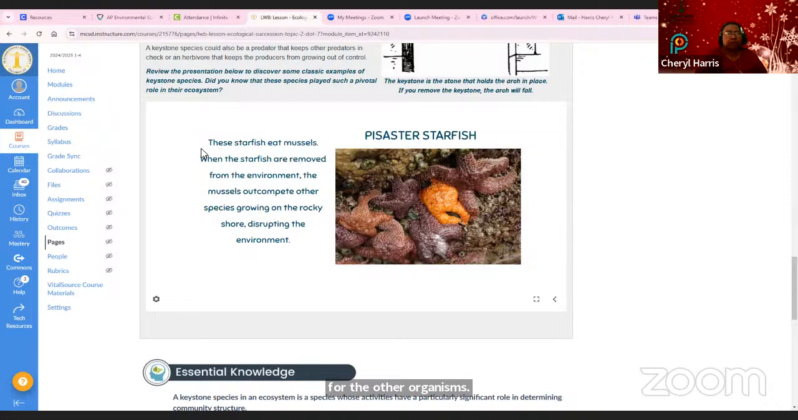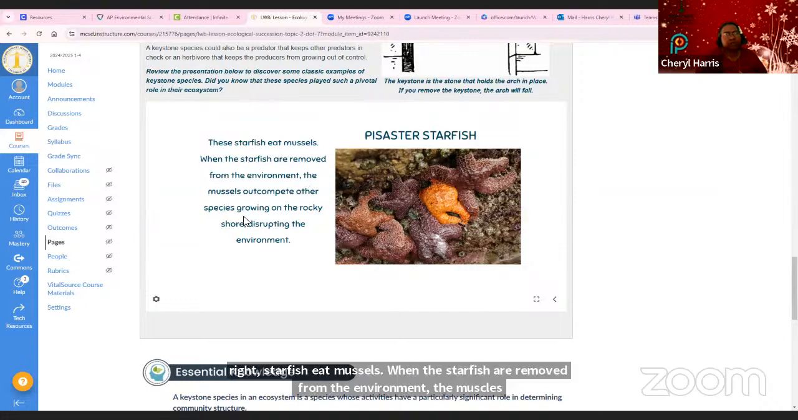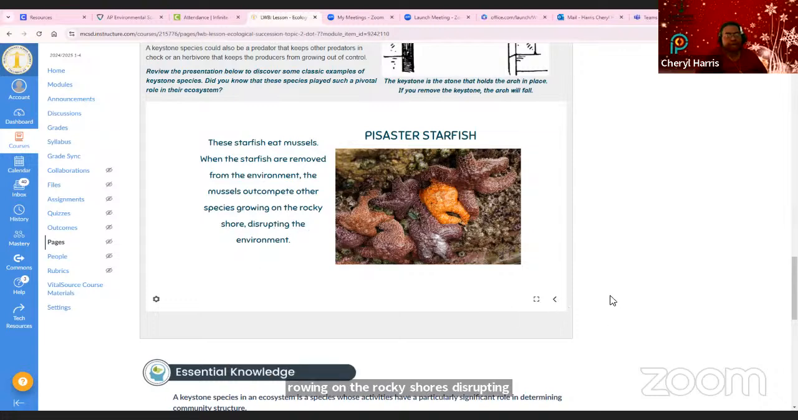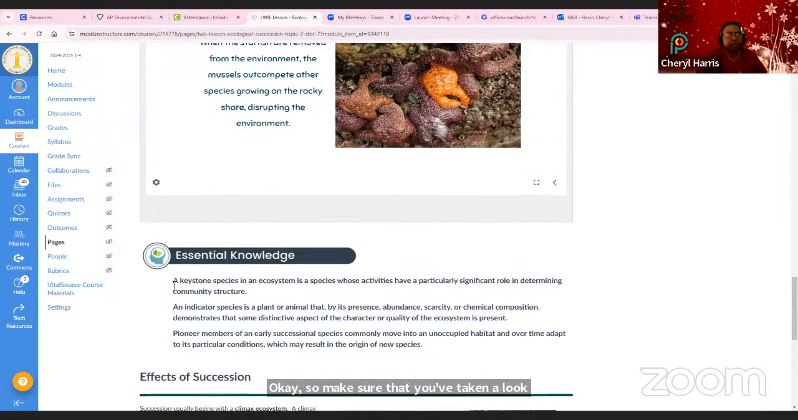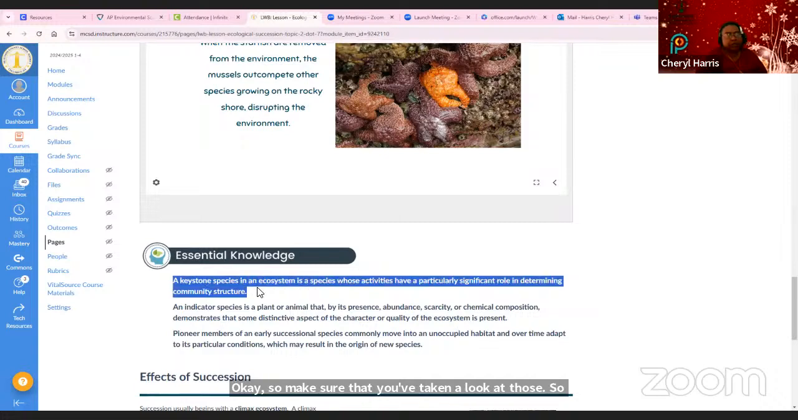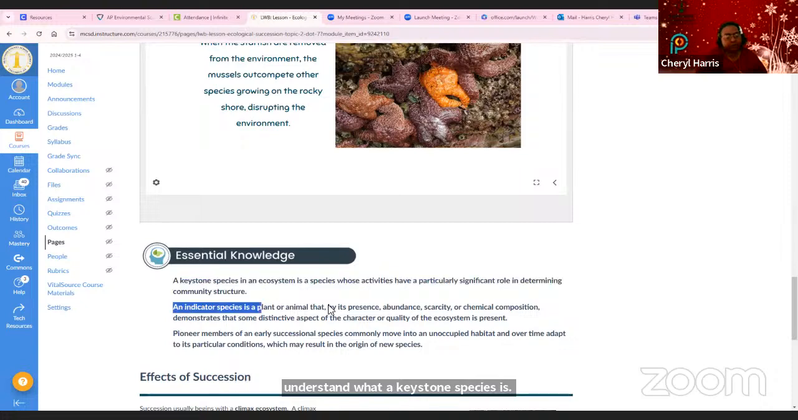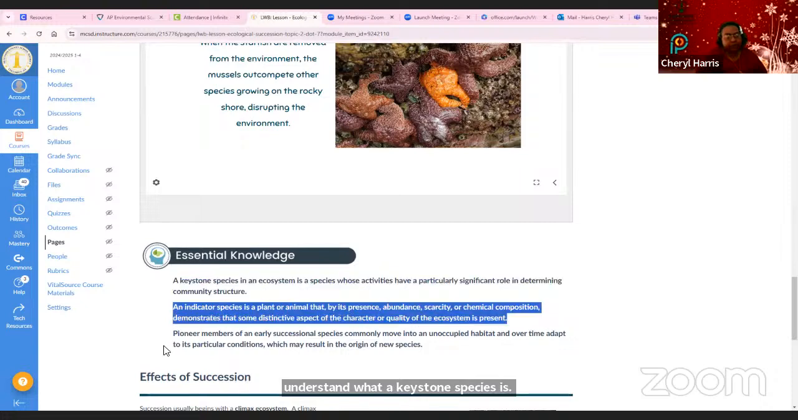All right, starfish eat mussels. When the starfish are removed from the environment, the mussels outcompete other species growing on the rocky shores, disrupting the environment. Okay, so make sure that you've taken a look at those so you understand what a keystone species is and how it might alter the environment for other species.